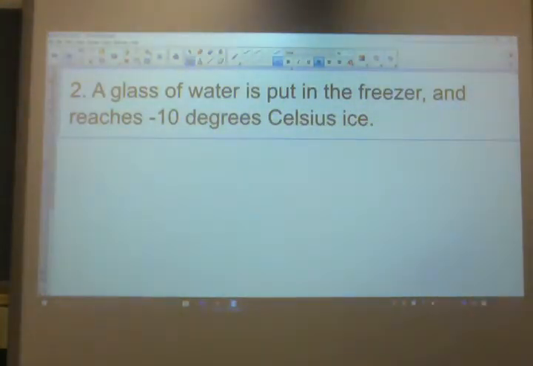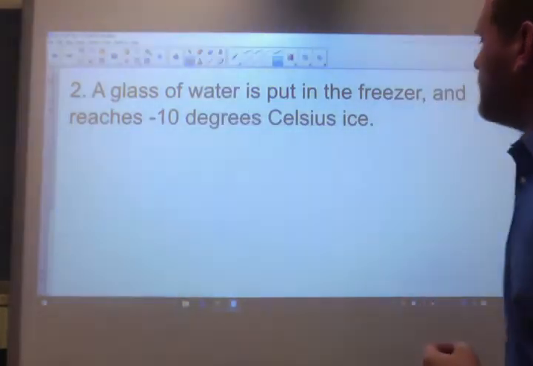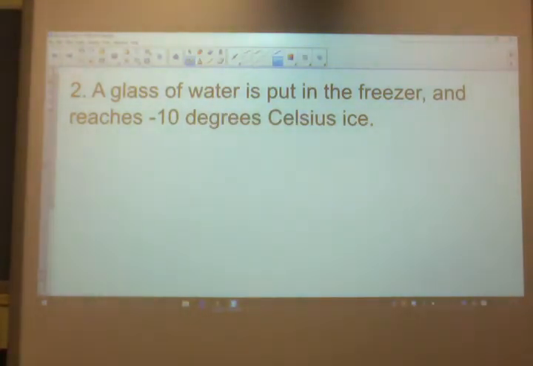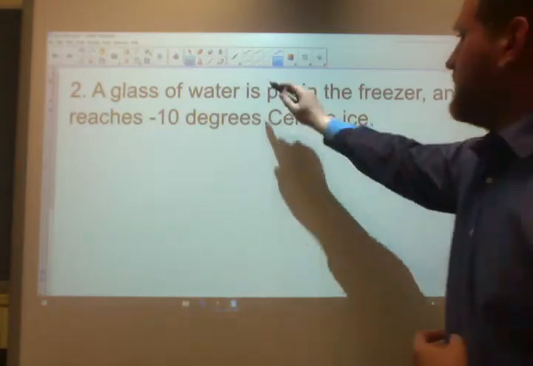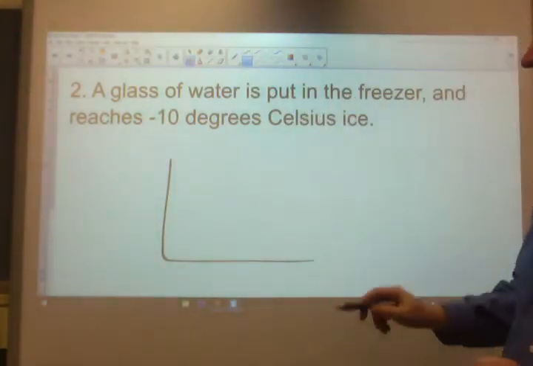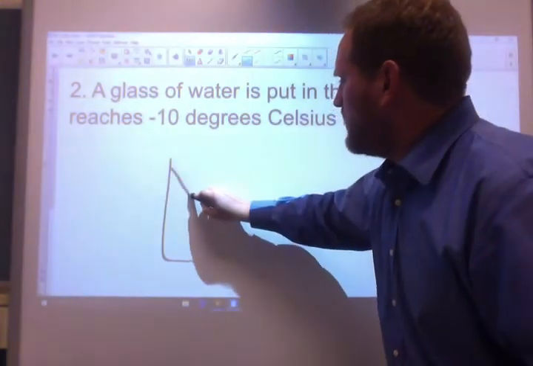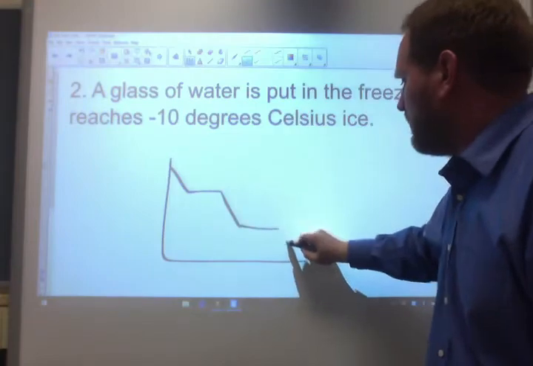Next and final problem I'm going to do in this video: a glass of water is put in the freezer and reaches negative 10 degrees Celsius ice. Okay, so again, let's just quickly sketch our cooling curve in this case. Not a heating curve. Since we're cooling it down, it's going to be a cooling curve.